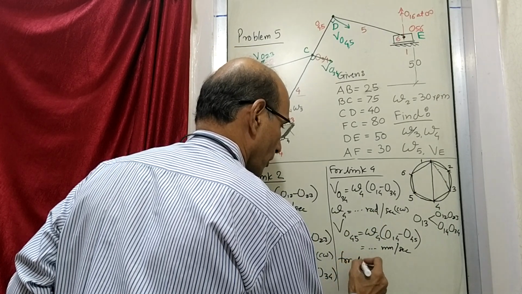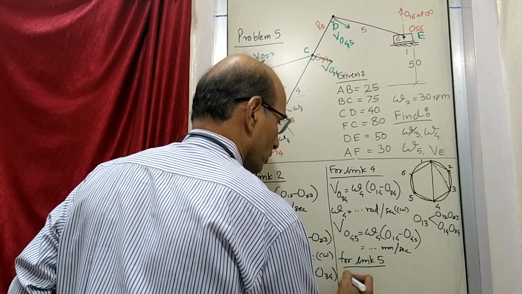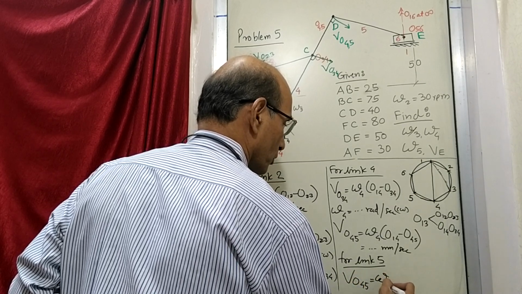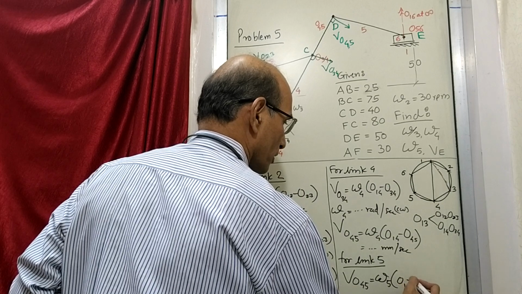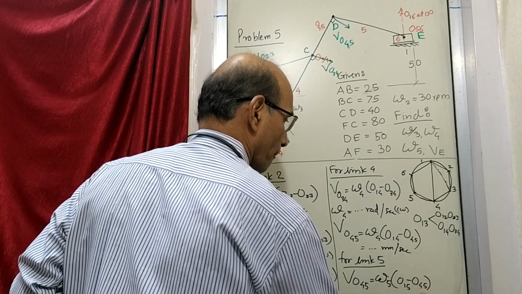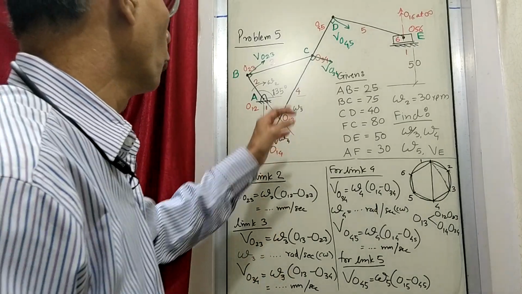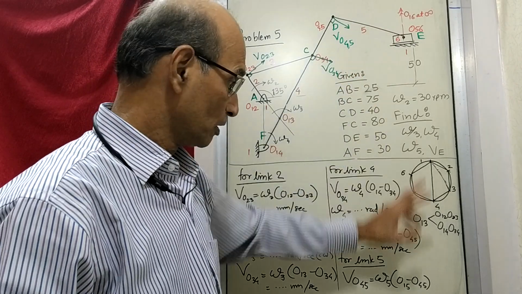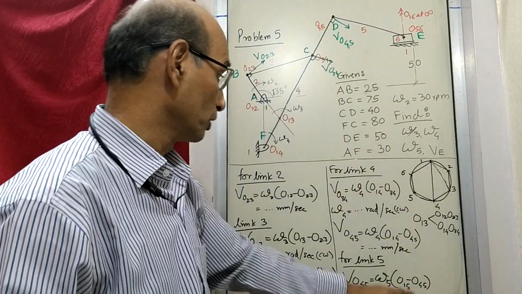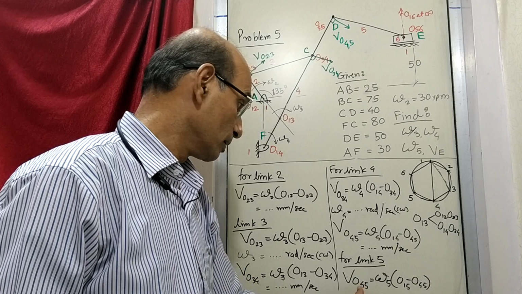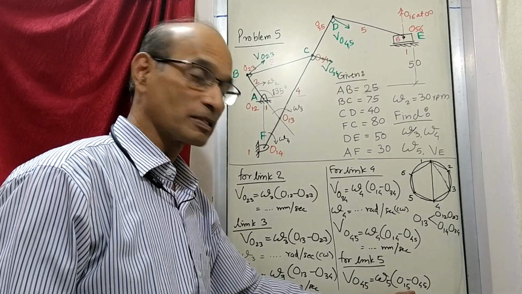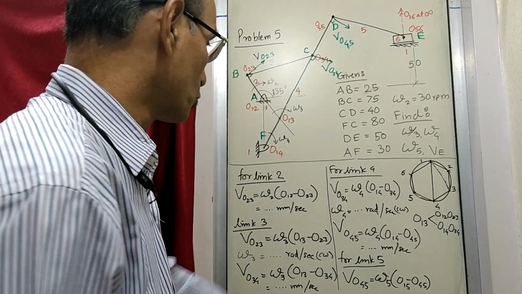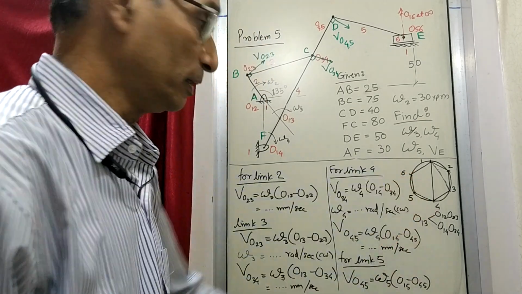So for link number 5 we can say the velocity of 45 is equal to omega 5 times the distance from 15 to 45. Distance from 15 wherever it is, because we don't know 15. 15 we have not found out so far. So the 15 to 45 distance we have to take, and the velocity is already there, the distance is there, so that will give you omega 5. Now the job is to find out O15 from the Kennedy circle.